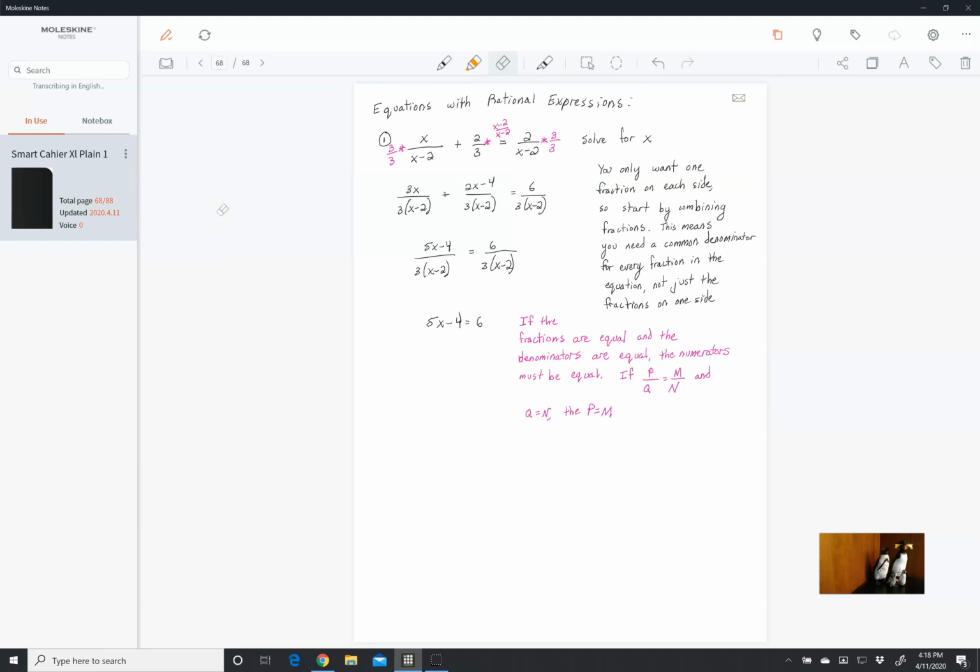So we're going to add 4 to both sides. Okay, this gives us 5x is equal to 10. We can divide both sides by 5. And we get that x equals 2.